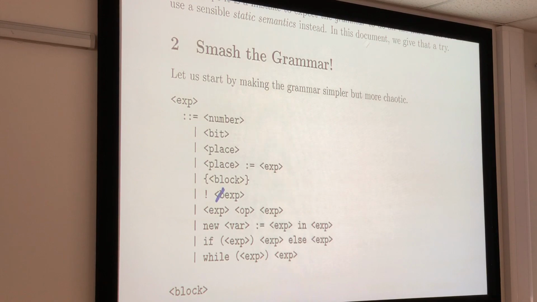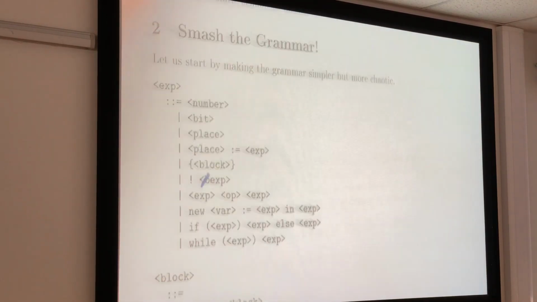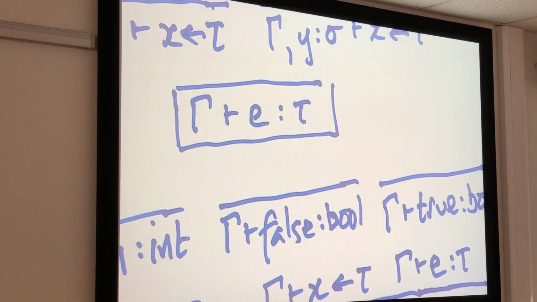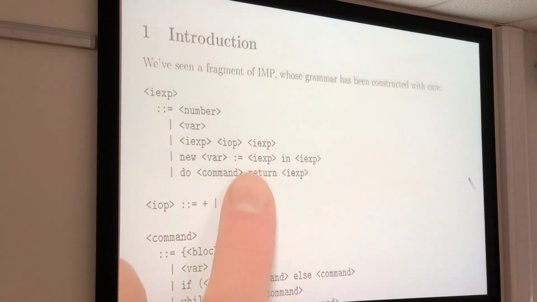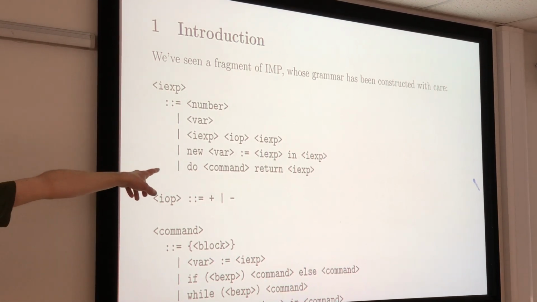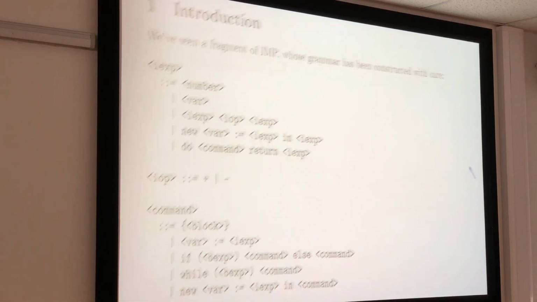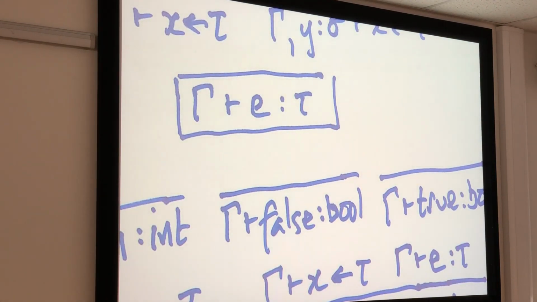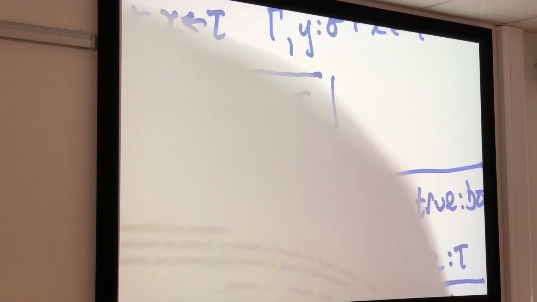I've got rid of one construct. I've got rid of do. So remember, this was do. It allows us to do a command and then follow that by evaluating an expression. I have a sneaky plan involving blocks and semicolons.